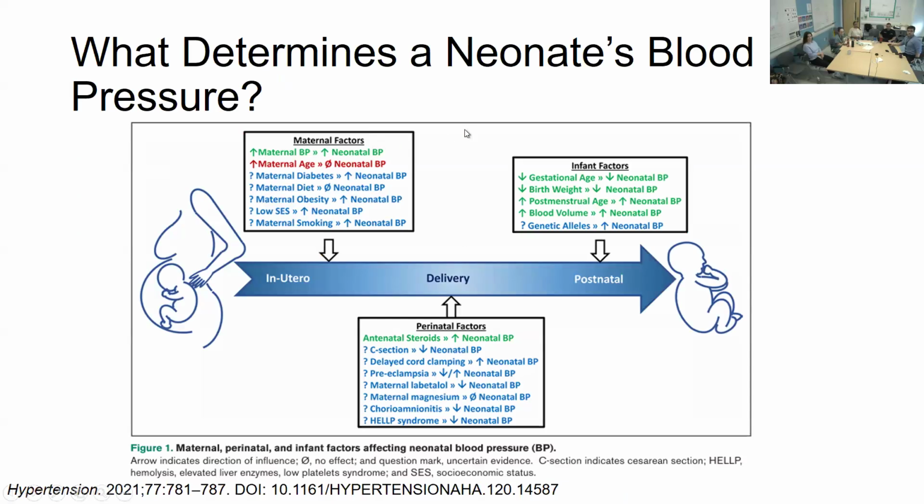This is essentially a diagram that covers everything we just talked about. Anything in green has been shown to be associated with affecting blood pressure. Blue is equivocal or not enough evidence, and red means there's not really any association. And so again, not really groundbreaking, the ones most likely to affect blood pressure are all of our infant factors.